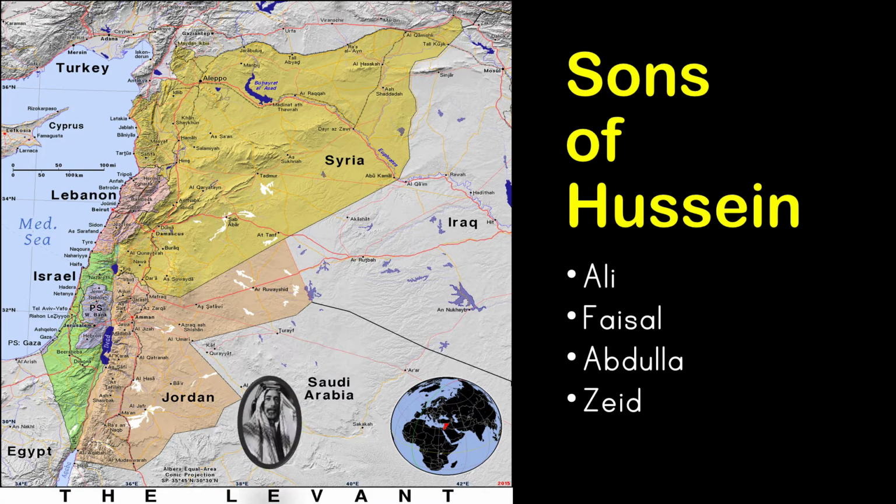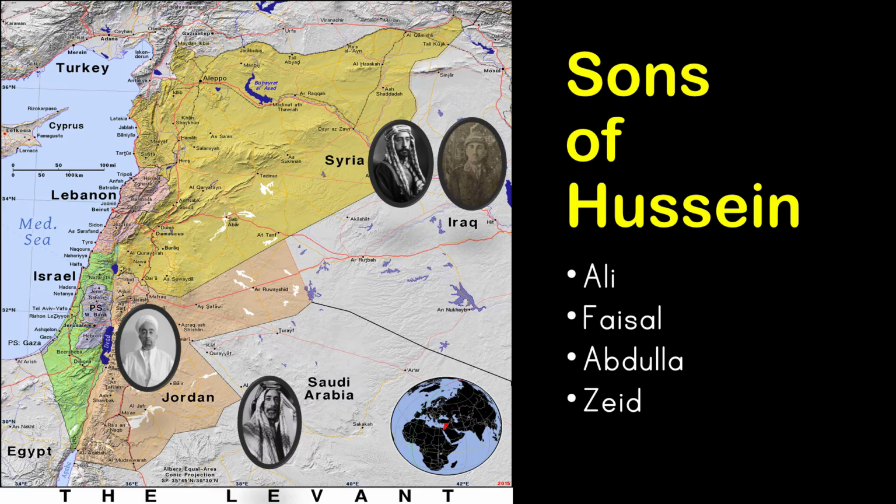He had Ali, who was the king of Hijaz in Saudi Arabia, and he had Faisal, king of Syria, then in Iraq, who eventually became the king of Iraq. And then Abdullah will become the king of Jordan, which was Transjordan. He'll change the name of it, I want to say in about 1949, to Jordan. And then Zaid, who will help his brother in Iraq.